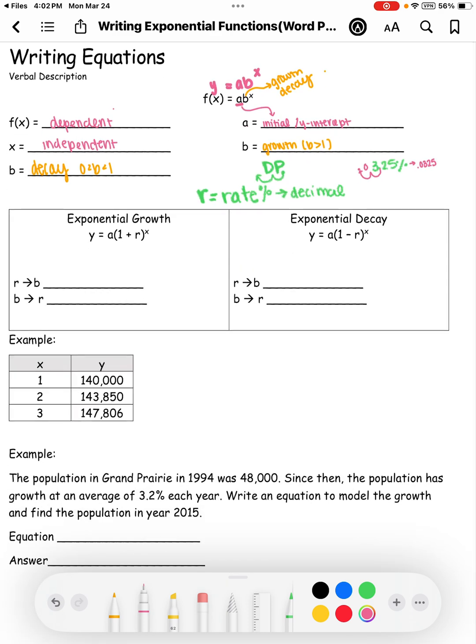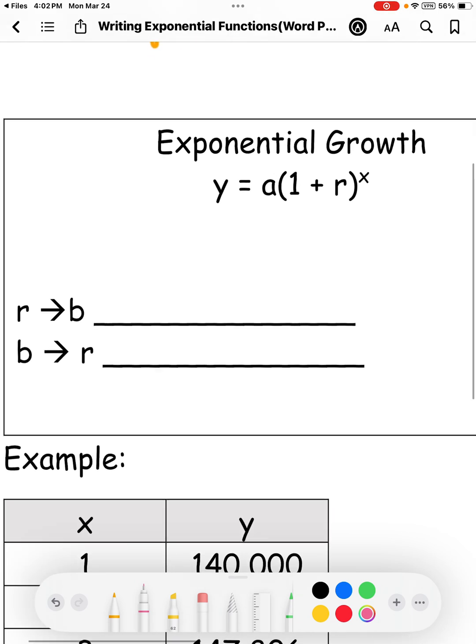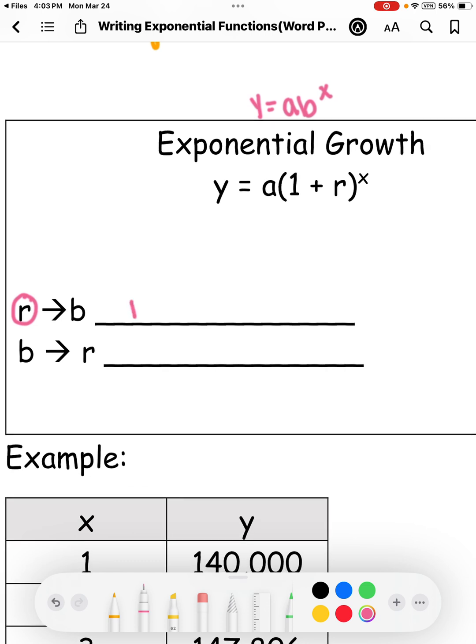Okay, are we good so far? All right, so here's the thing. If in the problem it gives you the R value, we can't put that into y equals a times b to the power of x, right? There is no R in there. So we have to convert it to b. In order to go from R to b, we're going to add 1. So 1 plus R would give us our b value. That's why I have it written right here in the formula.